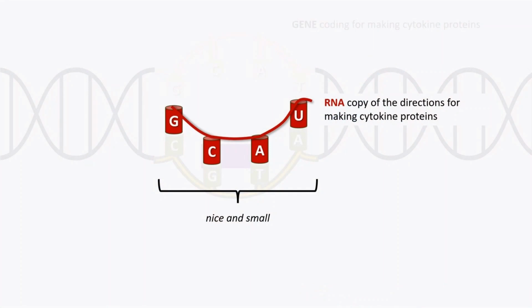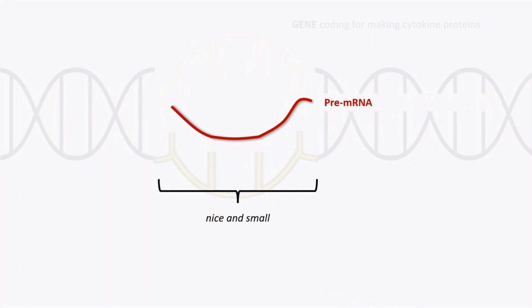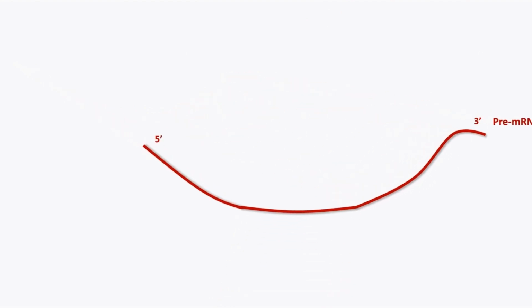So, at this point, we refer to the RNA sequence as quote-unquote pre-mRNA, but once it's ready to leave the nucleus and be translated, we will refer to it as messenger RNA, or just normal mRNA. The first modification that takes place is a 5' cap is added to the 5' end of the pre-mRNA strand.